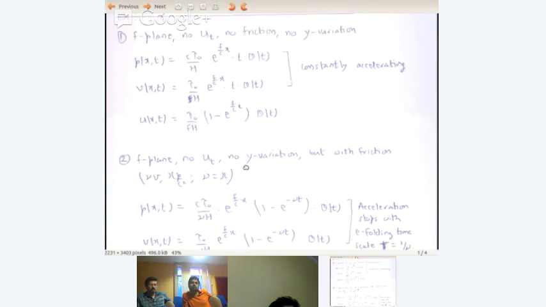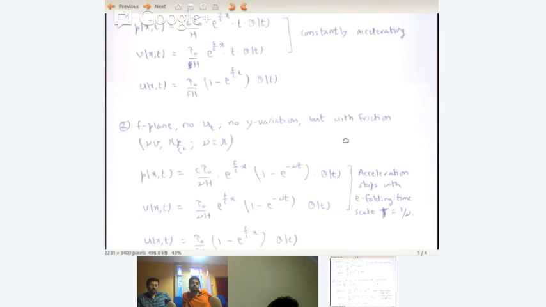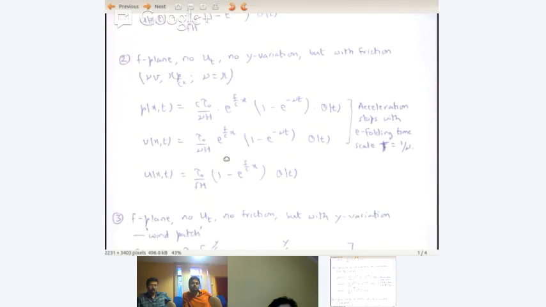So we looked at the same system, but now with friction. So we have an F plane, no U_T, no Y variation, but with friction. We have nu v, we have kappa p by C squared, and we set nu equals kappa. When we did that, we got P of x, t equals C tau naught by nu h. So there's a nu coming here. The amplitude has been modified a bit, into e power f by c, that's as before, into 1 minus e power minus nu t into theta of t.